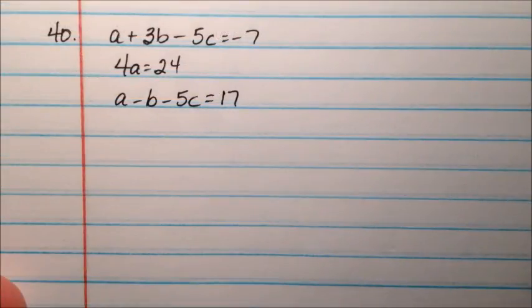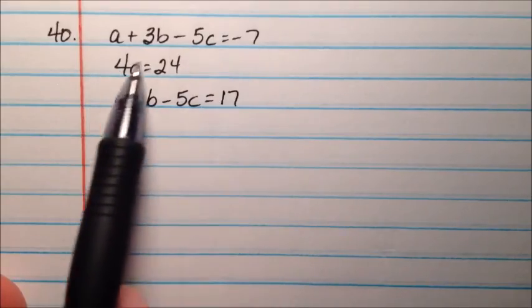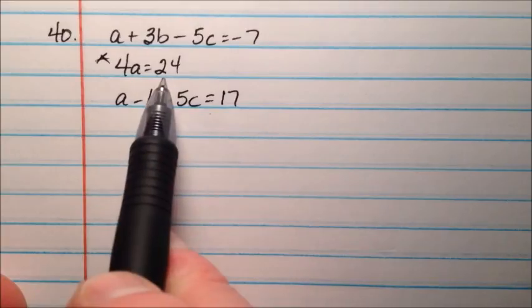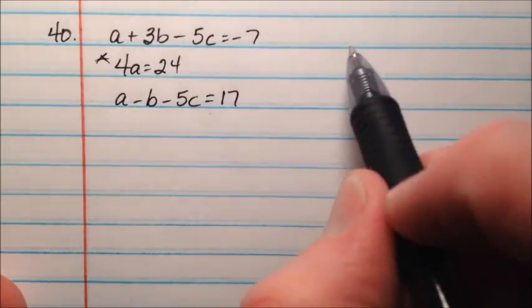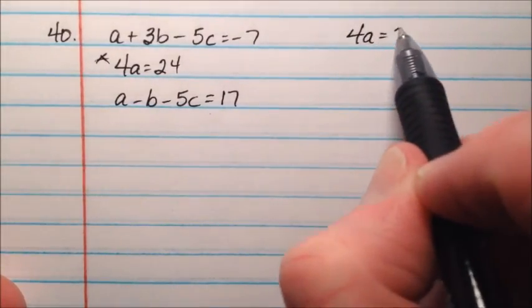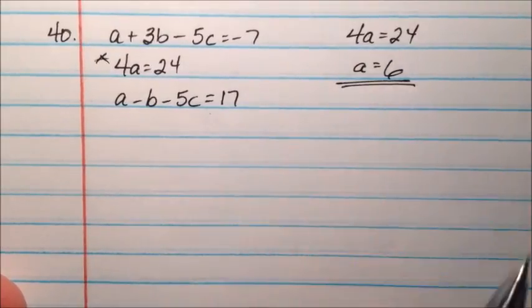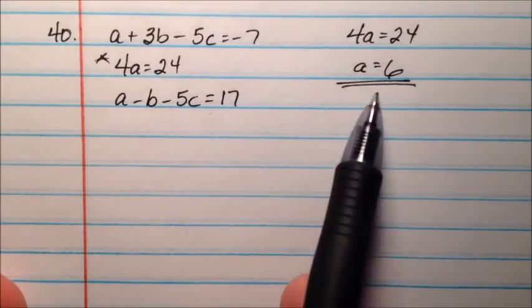In number 40, we're given this system with A's, B's, and C's. And it looks like right here we have A almost solved for already. So if we do that, 4A equals 24, we can divide each side by 4, and we get A equals 6. So that's nice because it automatically gives us one of the values.